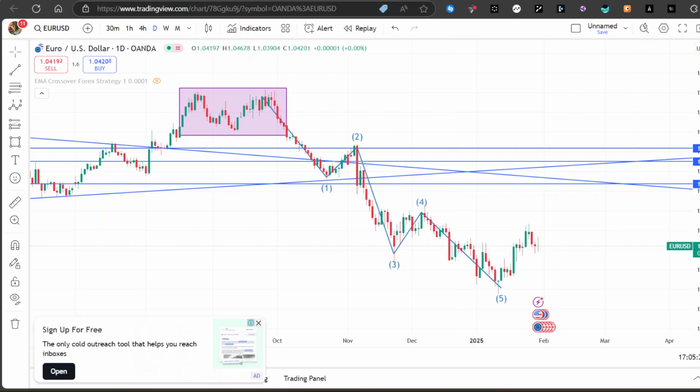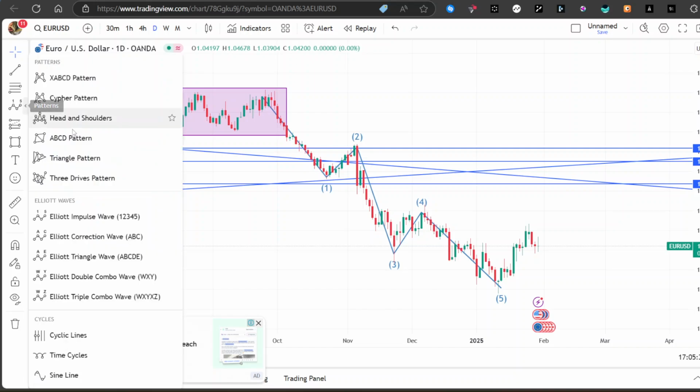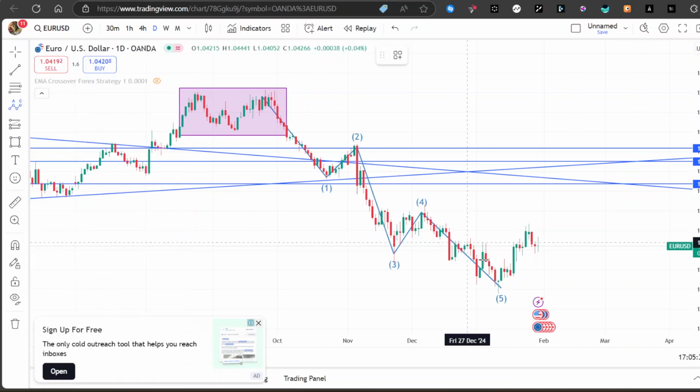So after these 5 waves, the market typically enters a 3-wave correction known as the ABC correction. All right, so that is where we'll now come to click the Elliott corrective wave, right? So now that you understand how the Elliott Wave Indicator works in TradingView, we're still going to talk about how to use it for trading.